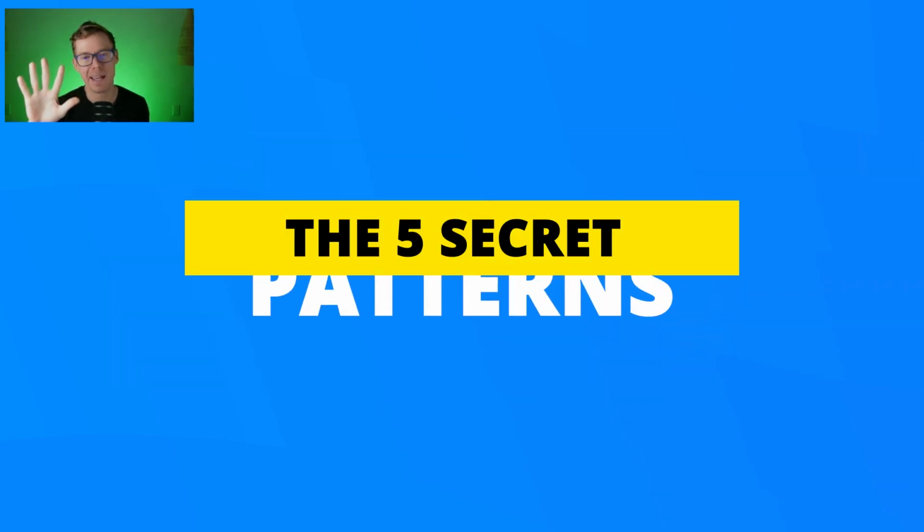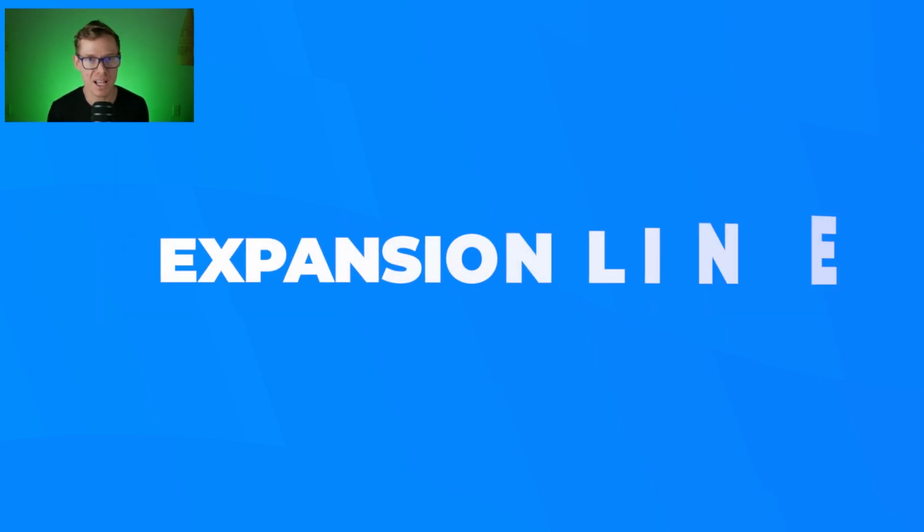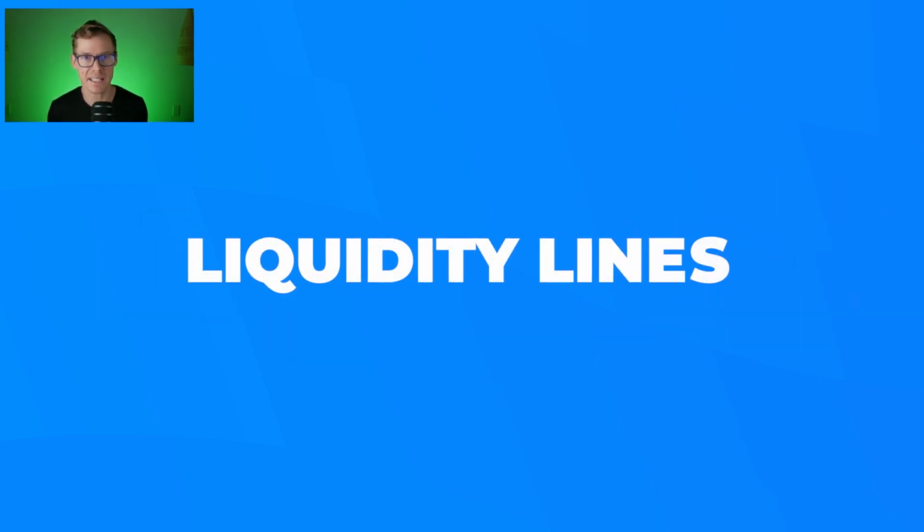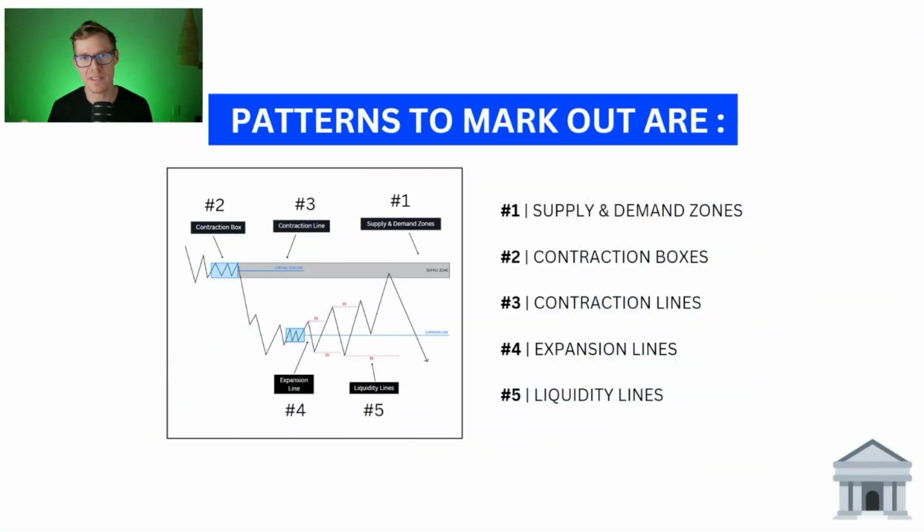These are the 5 patterns I'm going to be showing you. Number 1, supply and demand zones, contraction boxes, contraction lines, expansion lines, and liquidity lines. If you have a quick look at this diagram, we'll go into detail exactly about these patterns. Once you understand how these patterns work, it's kind of like a scaffolding that you create. It's a structure that you create within the market that helps you understand the flow of money and where's the best places to be entering the market and exiting the market.